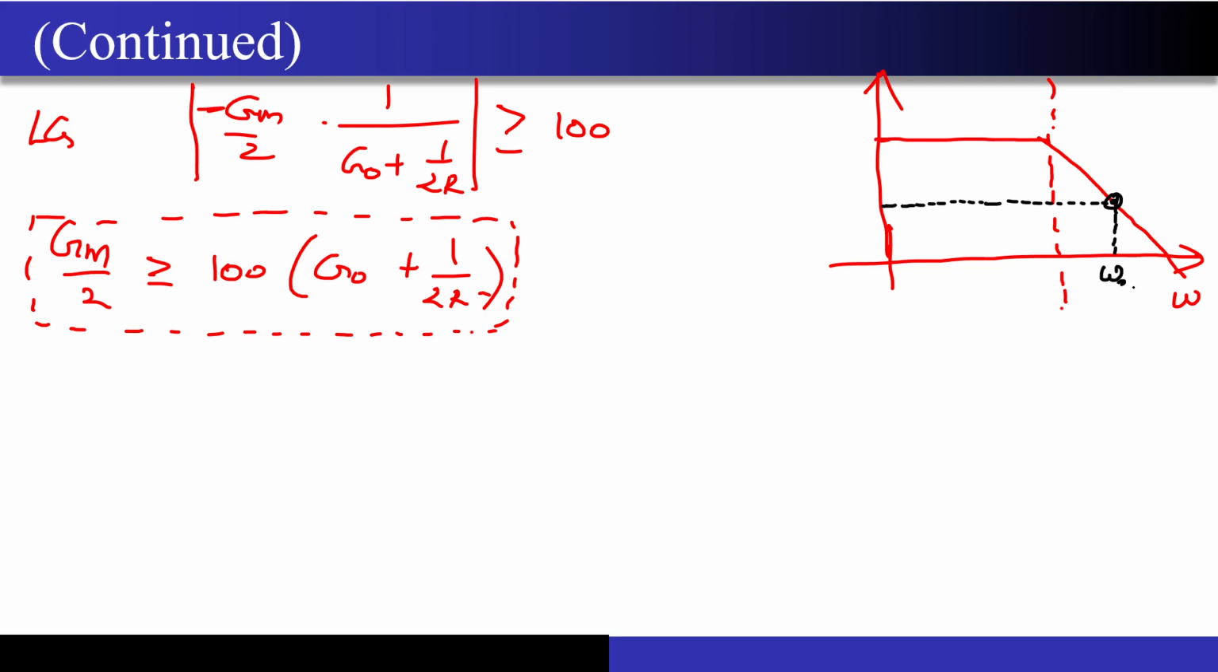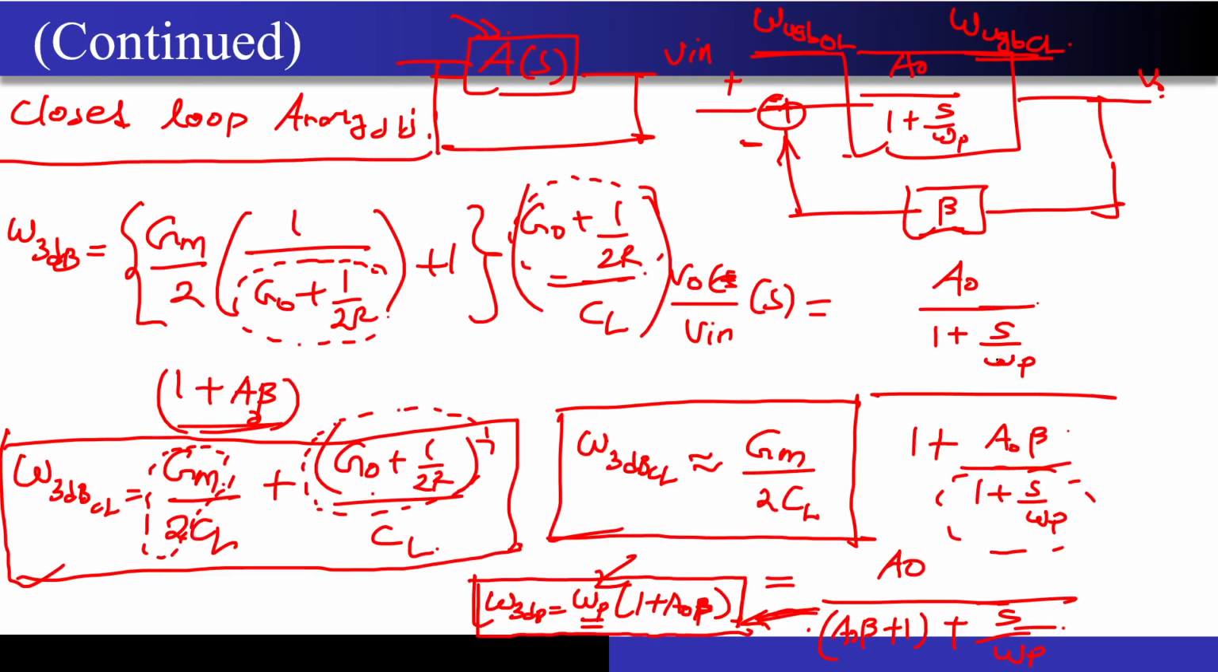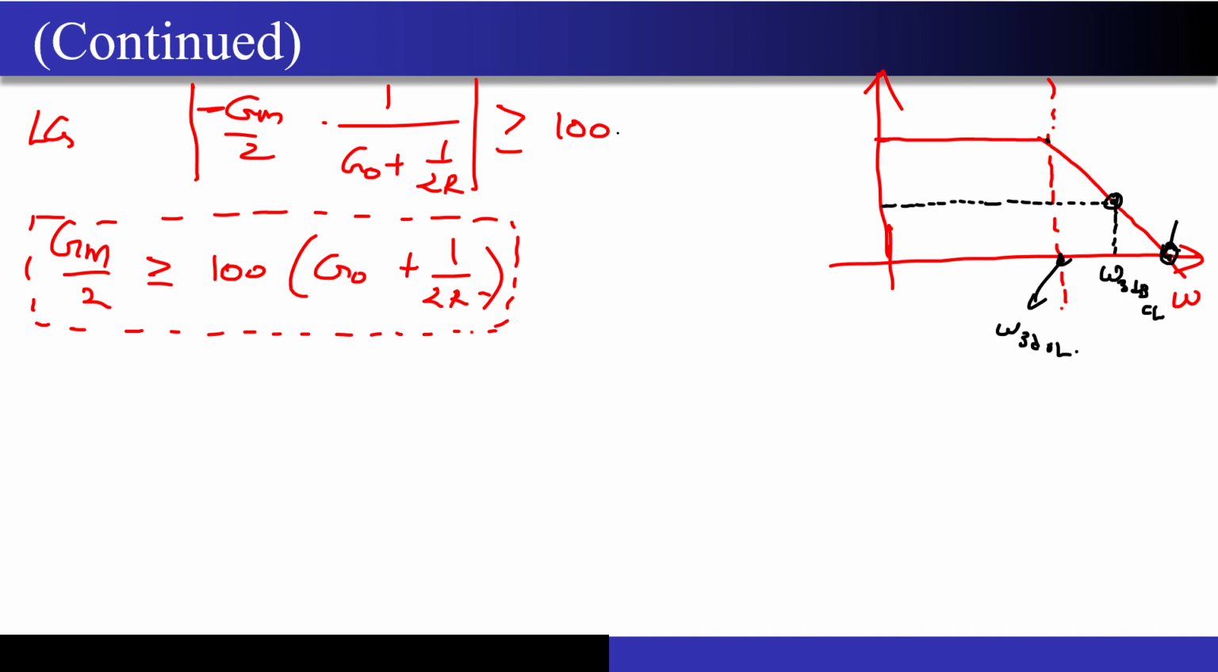This is omega 3 dB of the closed loop system. And what is this point? So this is omega 3 dB of the open loop system. But remember this point, the closed loop unity gain point remains exactly the same, correct? So your omega UGB of the closed loop system will be exactly the same.